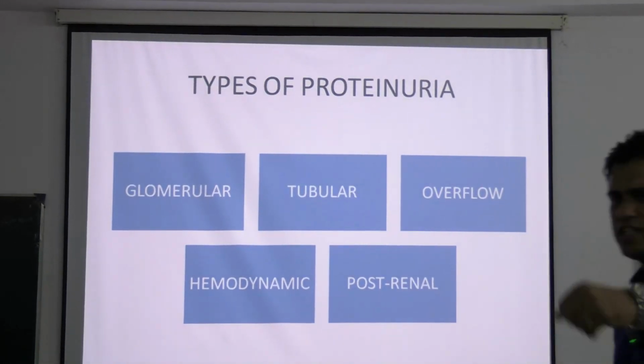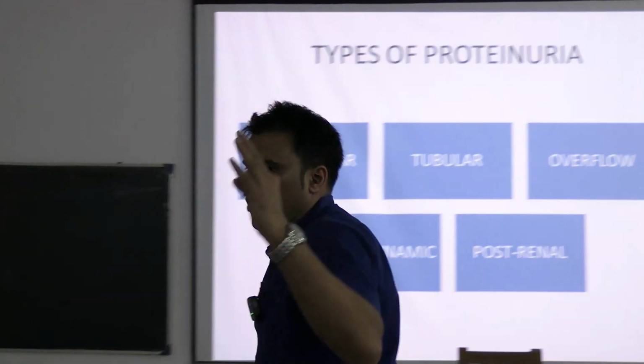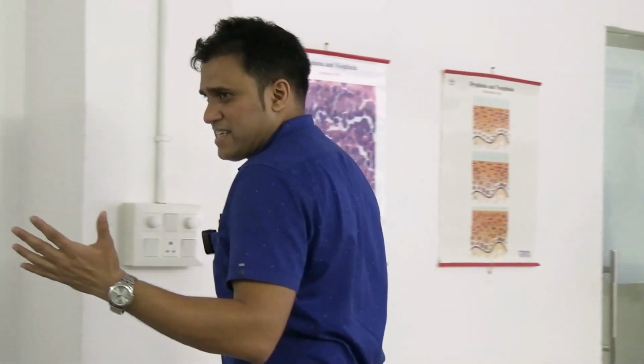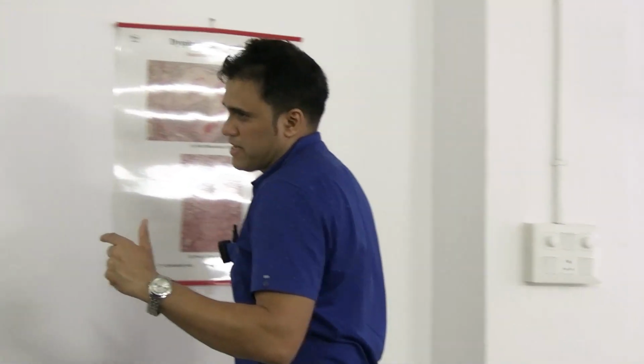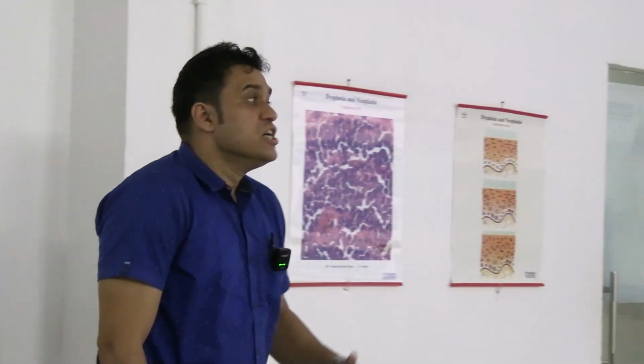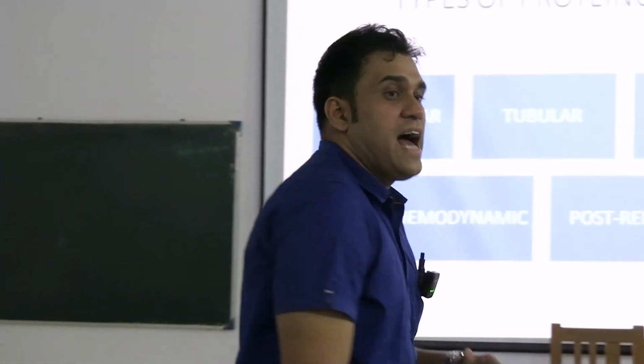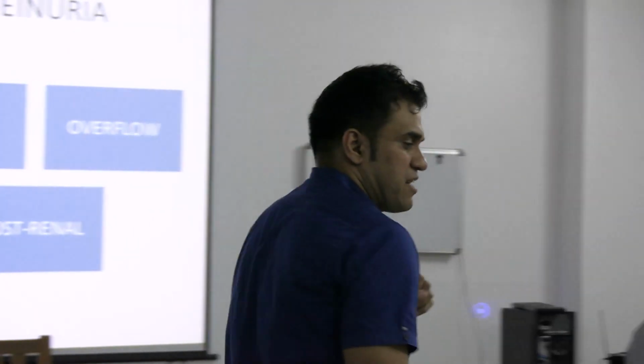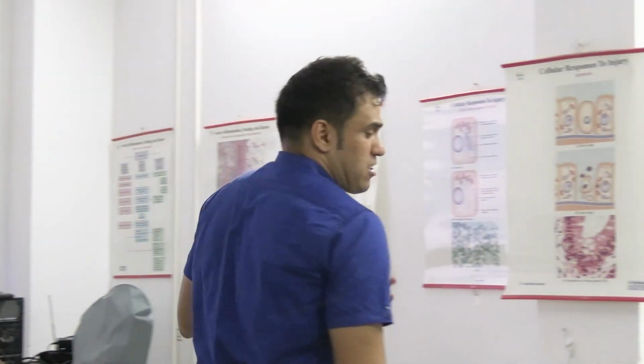I will give a little theory, then we will go for practical. Because heat and acetic acid test, you know how to do it, right? You should be able to do it. So you get glomerular proteinuria, tubular, overflow, hemodynamic, and postrenal. There are 5 types of proteinuria. Rather, these are also the causes of proteinuria.